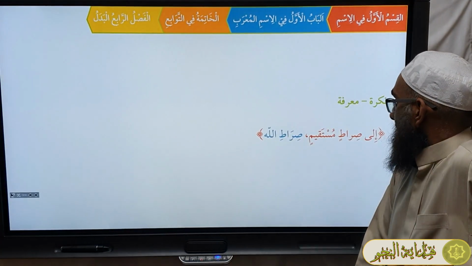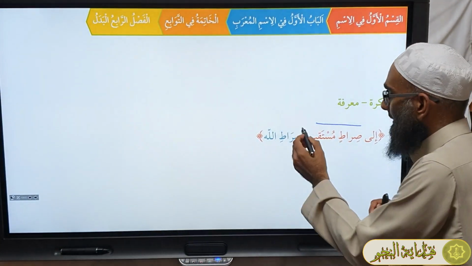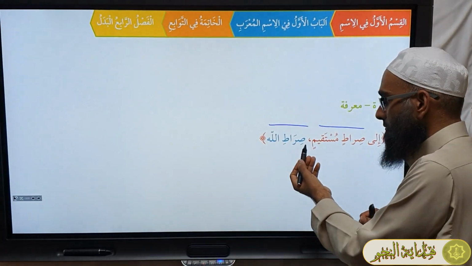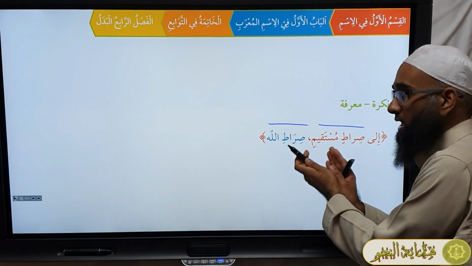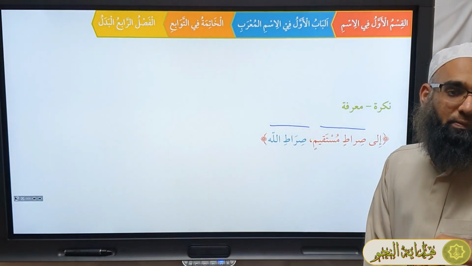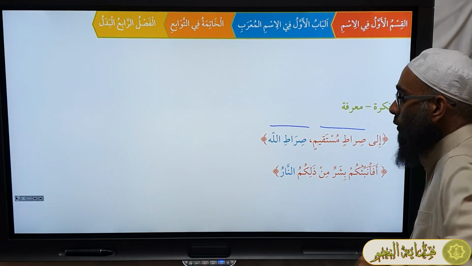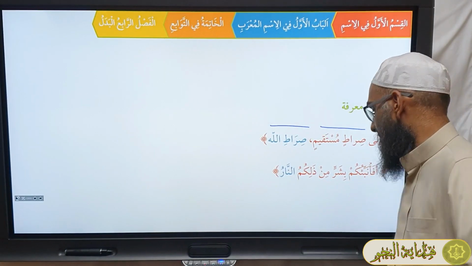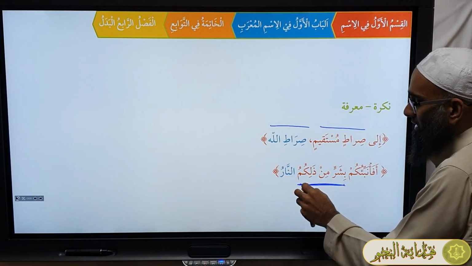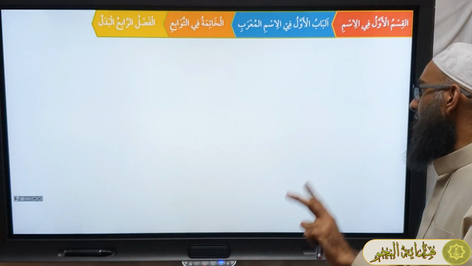Yes. You can also have the opposite way around. This is nakira, and the badal is what? Ma'rifah. So siratim mustaqim, and then what do you have after that? A ma'rifah badal. To a straight path, the path of Allah. Yes, so this is ma'rifah. أَفَأُنَبِّئُكُمْ بِشَرٍّ مِّن ذَلِكُمْ. Should I not inform you of something worse than that? So شَرٍّ is nakira, and that is ma'rifah. So you can have badal and mubdal minhu in all scenarios.